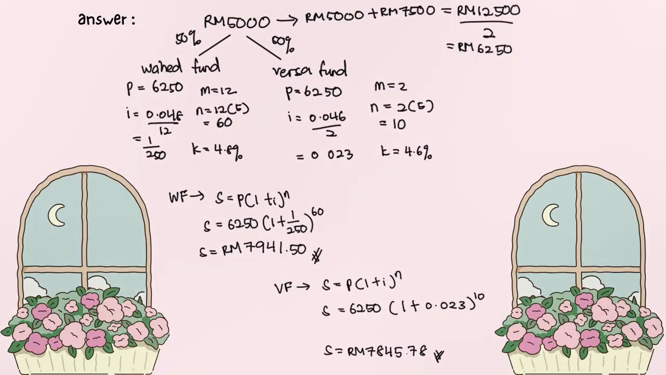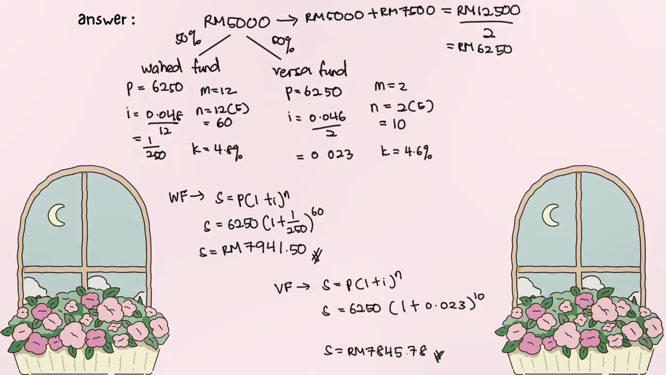So, there are two companies that Shazwan invested in, which are Wahed Fund and Versa Fund. The 5,000 plus 7,500 equals 12,500. Then, we must divide it by 2. Then, we get a total amount of 6,250. This amount Shazwan invested into the two companies, Wahed Fund and Versa Fund. The value of P, which is 6,250, is for each of the companies.